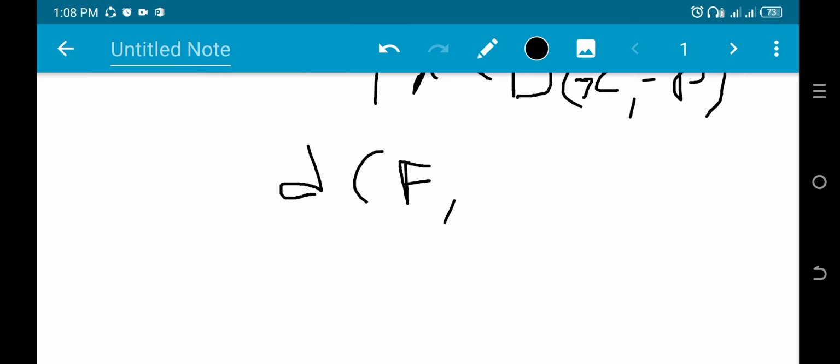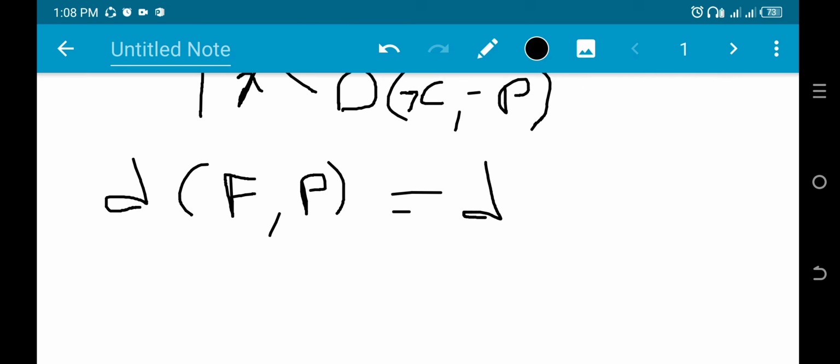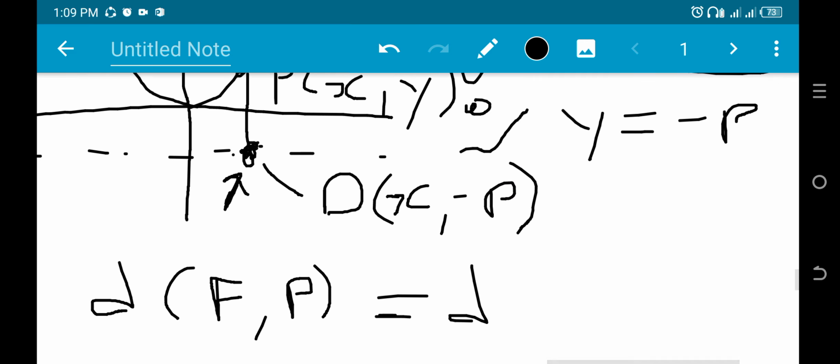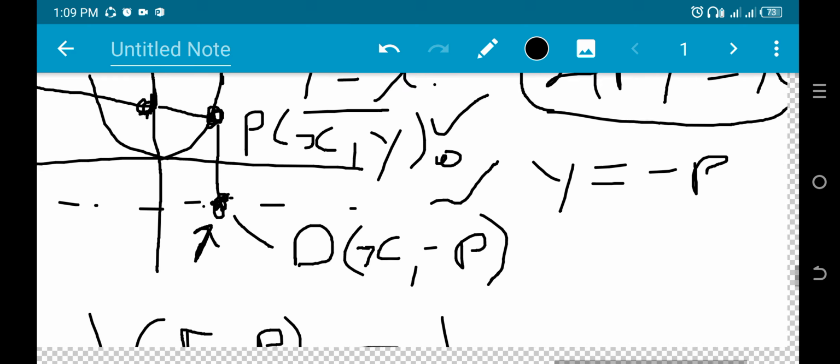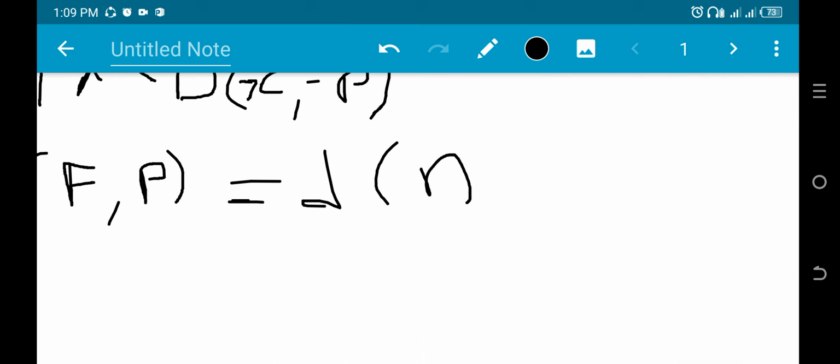From F to an arbitrary point, we are going to set it equal to the distance from this arbitrary point to the directrix, because they are equal. So we are going to set them equal for us to come up with that equation.